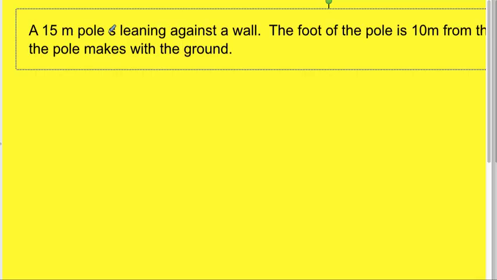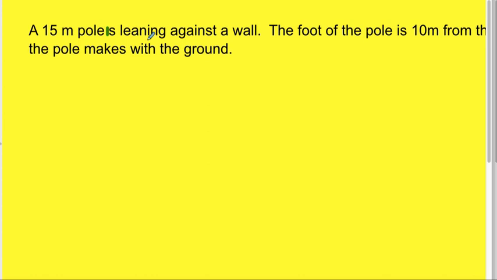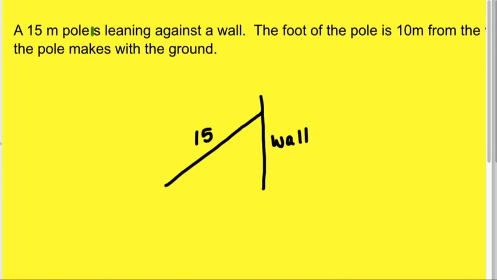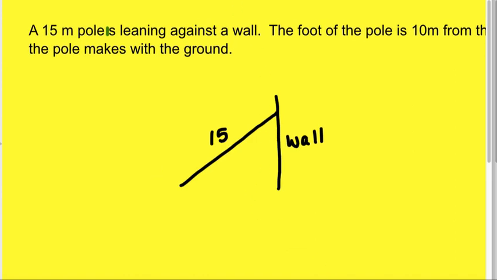A 15-meter pole is leaning against a wall, okay? So when I say a pole is leaning against a wall, here's my wall. The pole's leaning against it, so it's like that. There's that pole, and it's 15 meters. The foot of the pole is 10 meters from the wall, okay? So that means this distance from here, the foot of the pole, to the wall is 10.